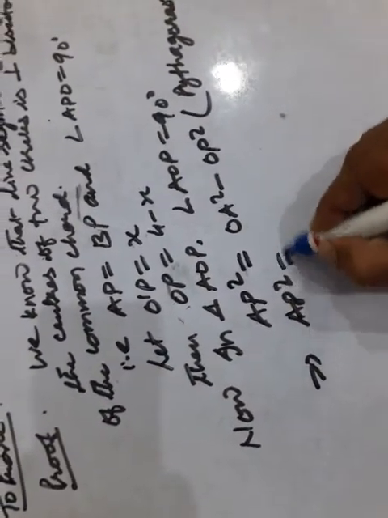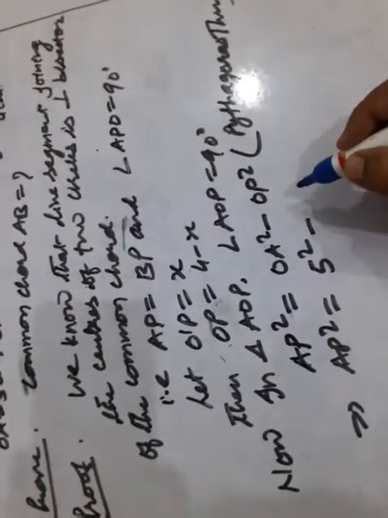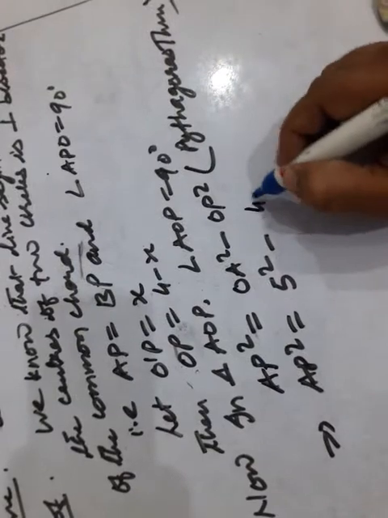This implies that AP square equals OA square minus OP square. OA is given to be 5, and OP is given to be 4 minus x. Okay, children, see, now you can solve it.